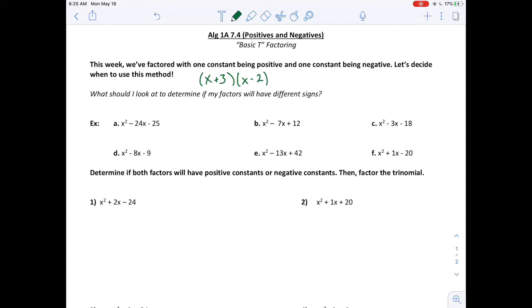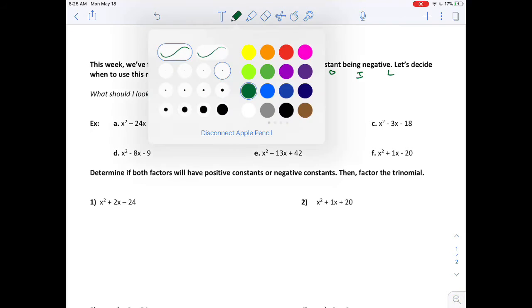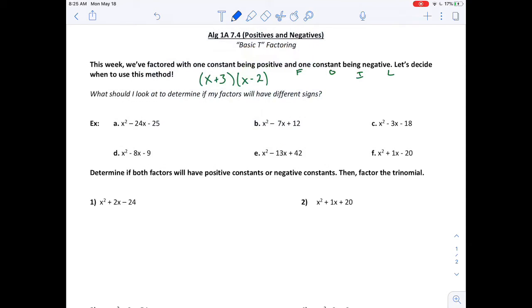So, if you remember what we did when we FOIL, we have our first product, our outer product, our inner product, and our last. So let's do that. First product would have been x times x, which is x squared. Outer would have been x and a negative 2, which would be negative 2x. Inner product would be positive 3 and x. And our last product would be positive 3 times a negative 2. So a positive times a negative is a negative, and 3 times 2 is 6.